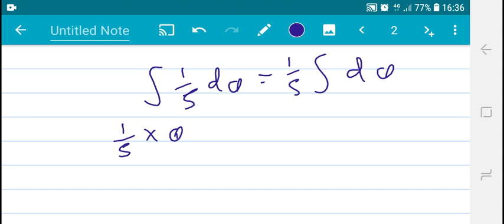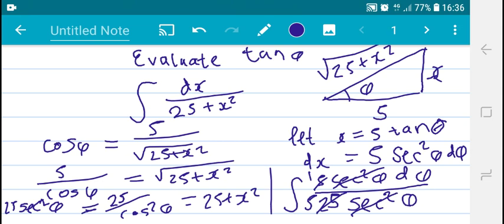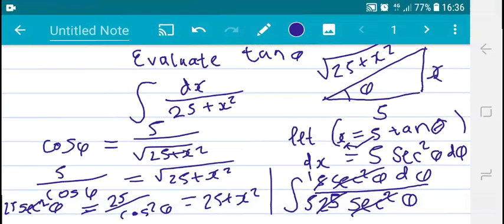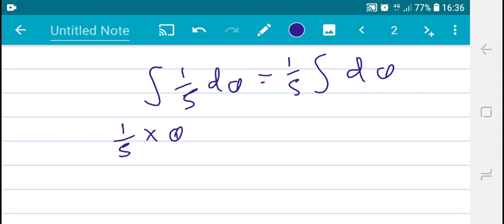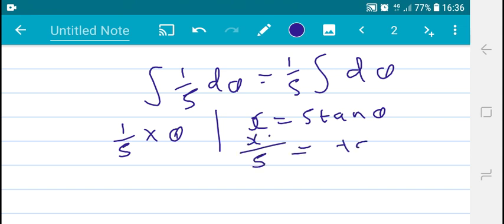Now we have to substitute back for theta. Now what is theta? Well, we have to solve this. Let me show this step by step. I said x is equal to 5 tan theta. We have to solve this expression for theta. So it's x over 5, dividing both sides by 5, equal to tan theta. And therefore theta is equal to arctan, or tan to the -1, of x over 5.